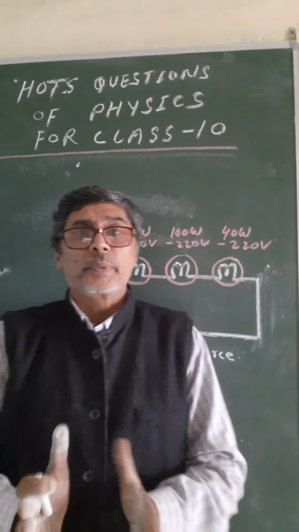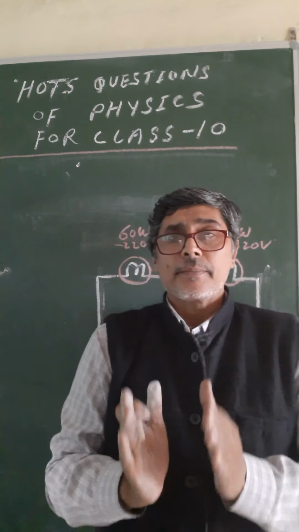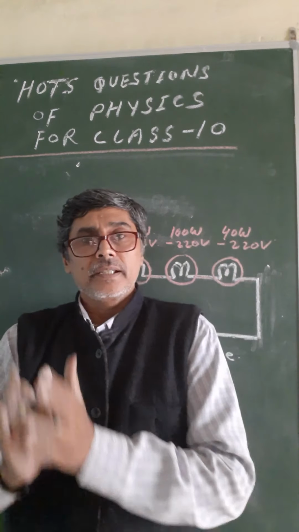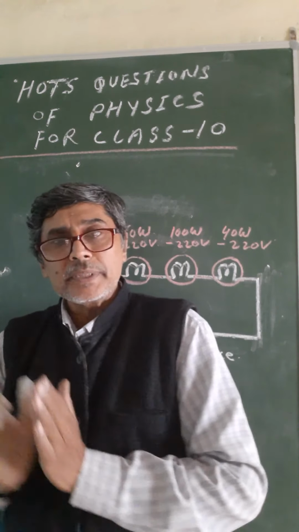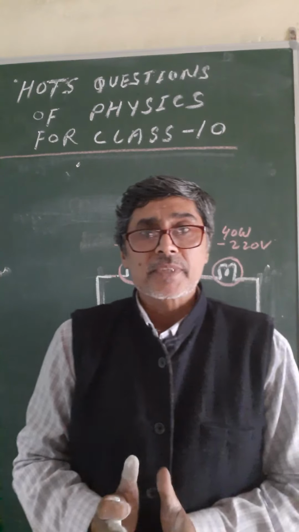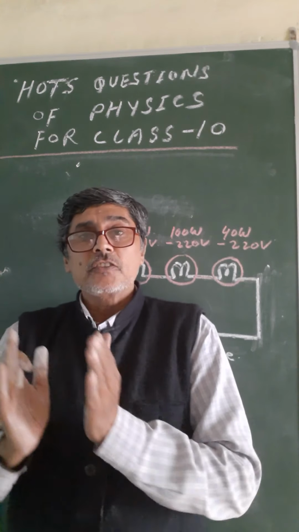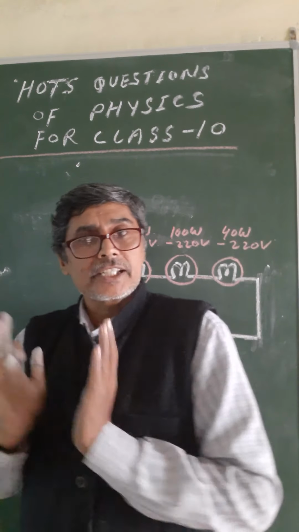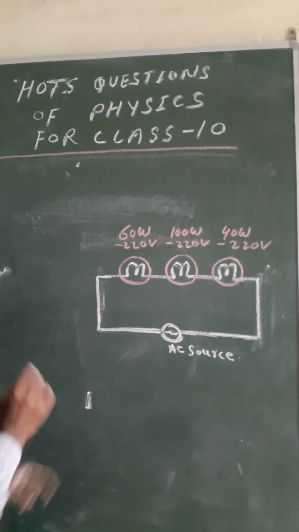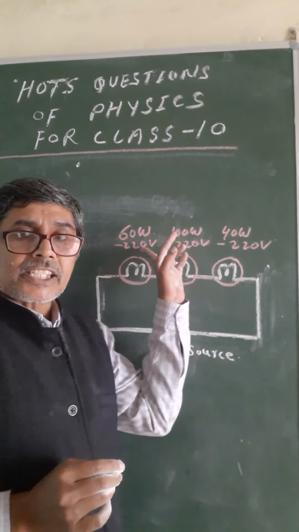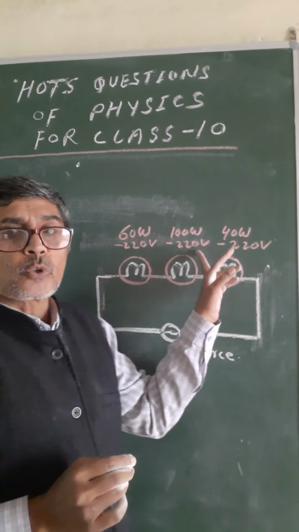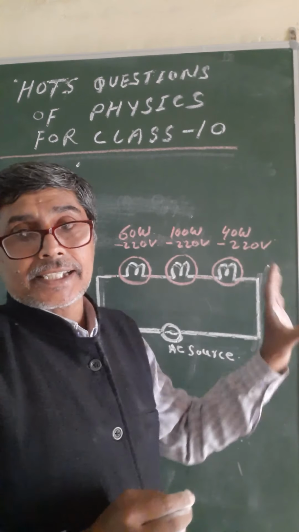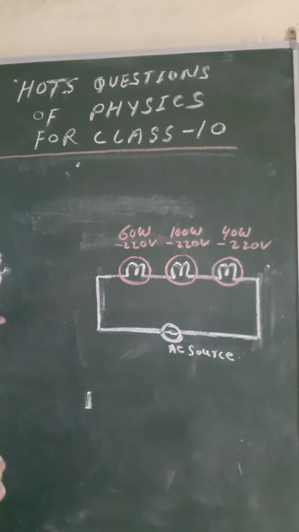So in series grouping, the formula we use is 1 by P is equal to 1 by P1 plus 1 by P2 plus 1 by P3. Using this formula we will calculate the equivalent power of the combination in the series grouping. So the question is that the 3 bulbs, 60 watt 220 volt, 100 watt 220 volt and 40 watt 220 volt are connected in series. The equivalent power we have to calculate.